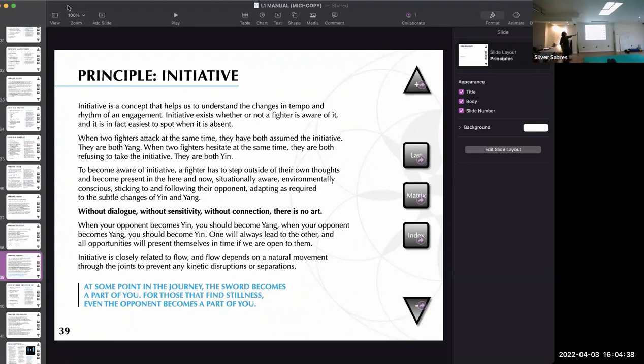When your opponent becomes yin, you should become yang. There are times when this is not true. It's a general rule. If someone becomes yin, respond with yang. And if somebody becomes yang, respond with yin. Fight fire with water, my friend.